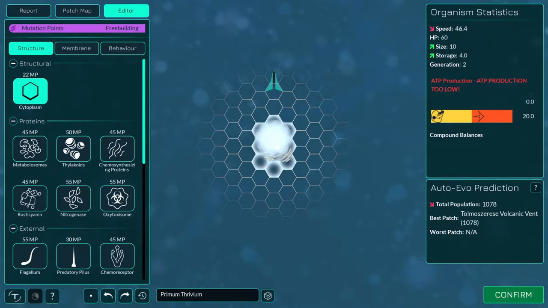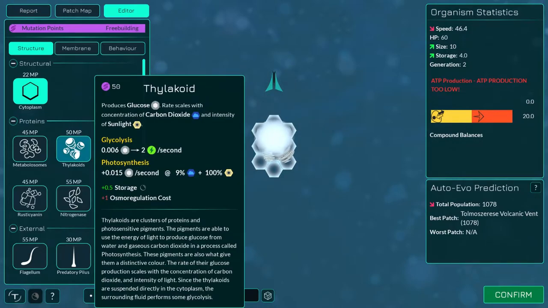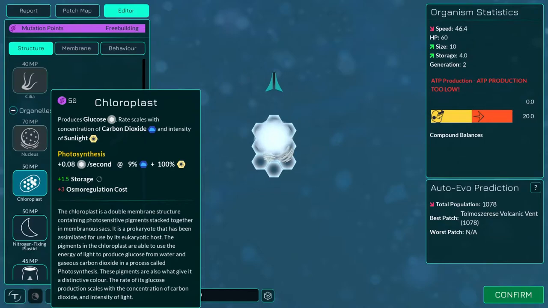Plant builds rely on proteins and organelles which convert sunlight into glucose. The thylakoid is the protein that does this, and at 100% sunlight, it converts that into 0.015 glucose per second, and like all the other proteins and cytoplasm, it will produce its own energy and consume 0.006 glucose to create 2 ATP per second.